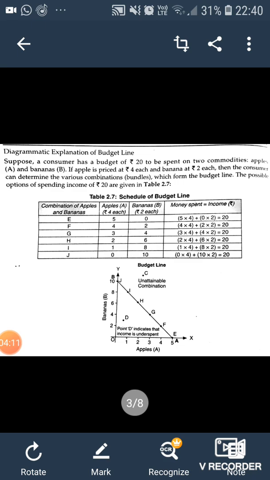All the points on the budget line are the points where the consumer is buying apples and bananas and spending the entire income. Point D inside the budget line indicates that the income is not spent fully. What is the point C outside the budget line? He cannot achieve this point because it is out of his budget.